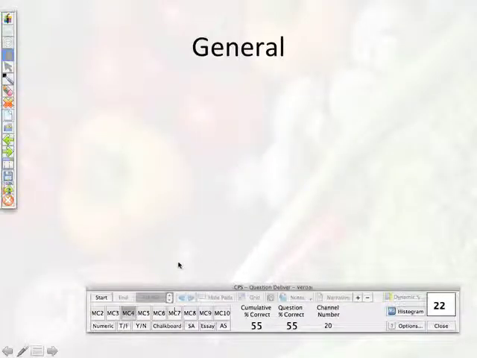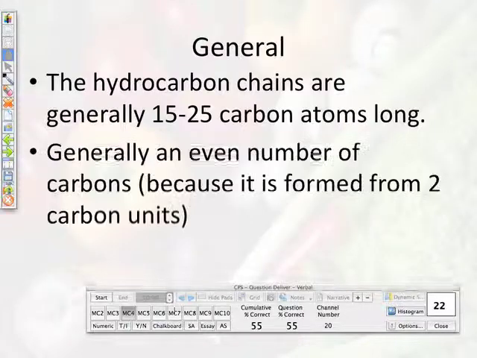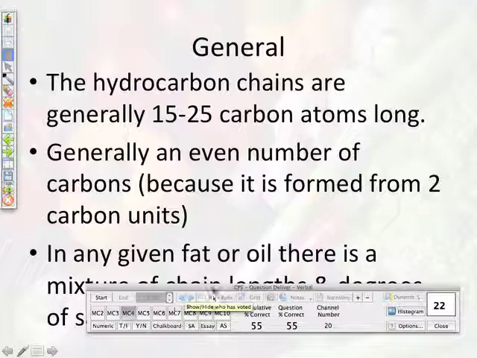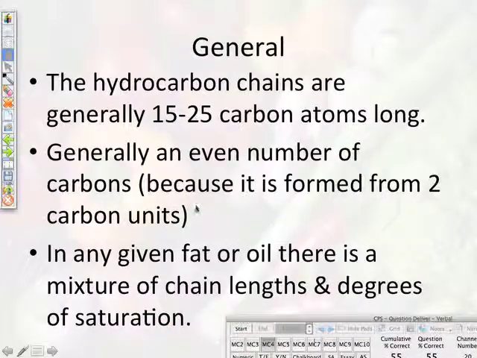So, in general, the hydrocarbon chains are generally 15 to 25 carbon atoms long. So now we've got that backbone, beautiful esters, and we've got those nice long chains. Generally, we're going to have an even number of carbons overall, because a lot of the time they are formed from 2 carbon units.